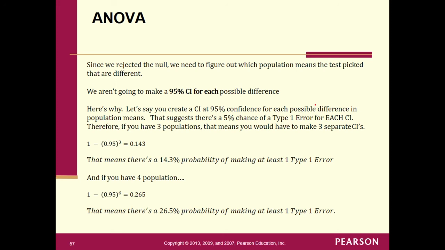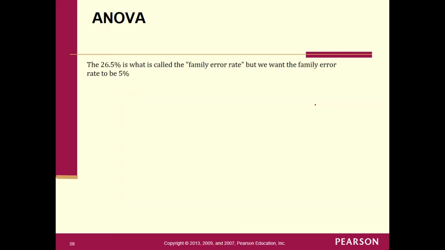Definitely don't want that. We have just slightly better than a 1 out of 4 chance of making at least one type 1 error. That's not what we want. We want that number to be 5%. This is what we call the family error rate. So the 26.5% is what is called the family error rate, but we want the family error rate to be 5%, not 26.5%.